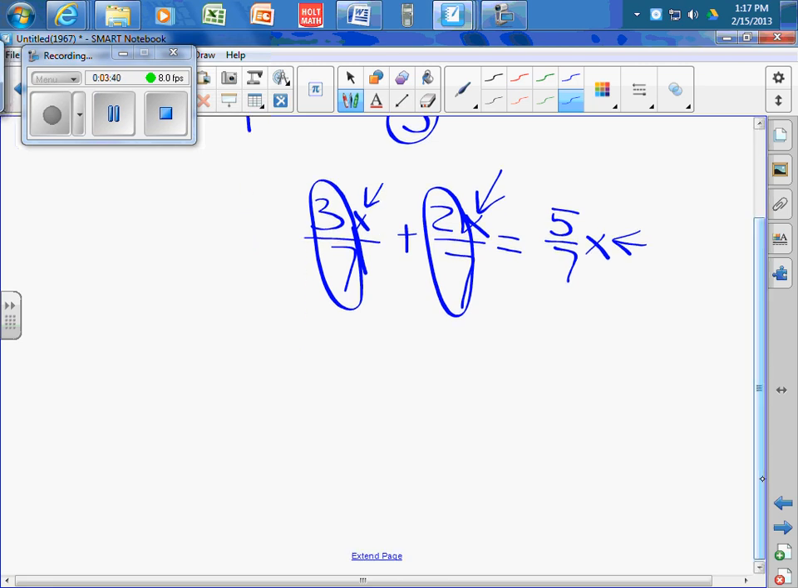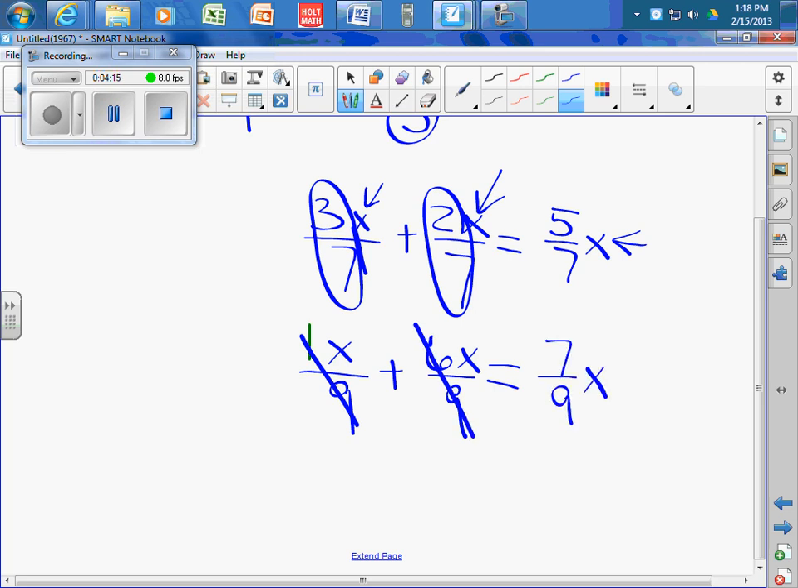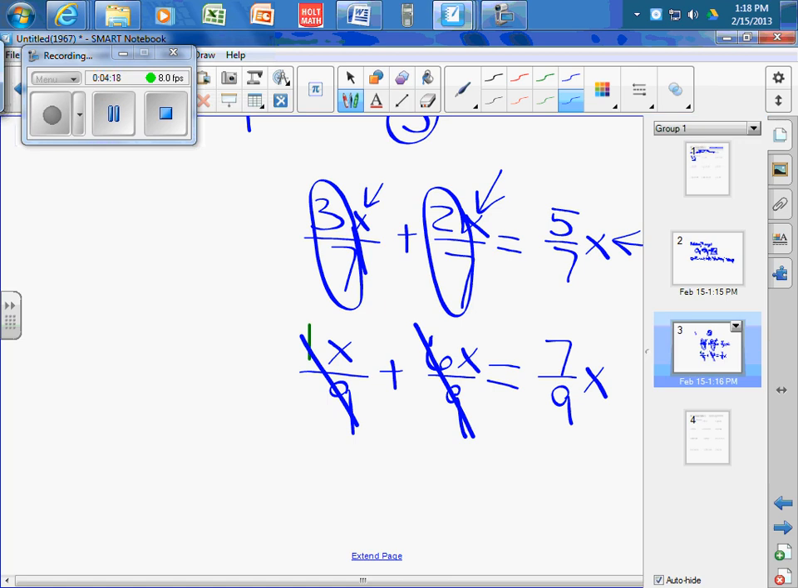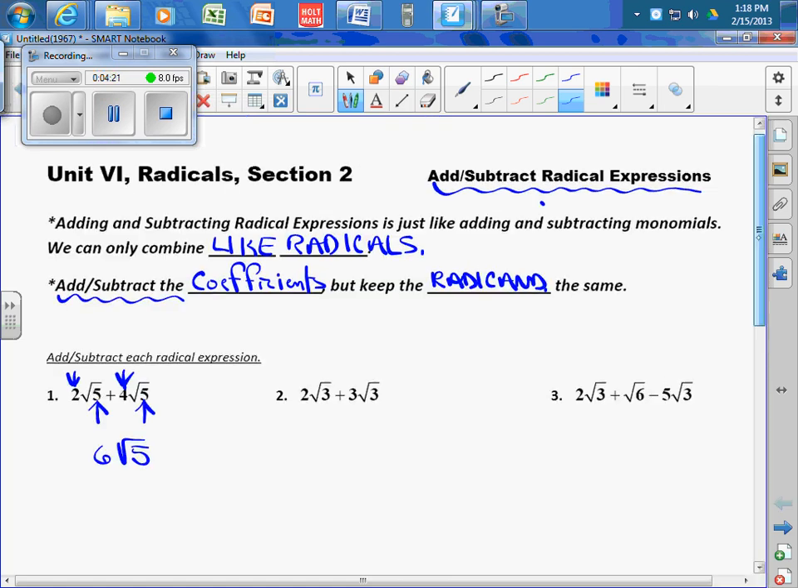Or let's say we had something like this. How about x over 9? What's the coefficient? It's 1/9. Why? Because there's a 1 in front of that x. When I take out the x, I'm left with 1/9. So the coefficient here is 1/9. So if I had 1/9 x plus, say, 6x over 9, I could add the coefficients. 1/9 plus 6/9 would be 7/9 x. So hopefully now you have a little bit better understanding of what we mean when we're adding and subtracting coefficients.